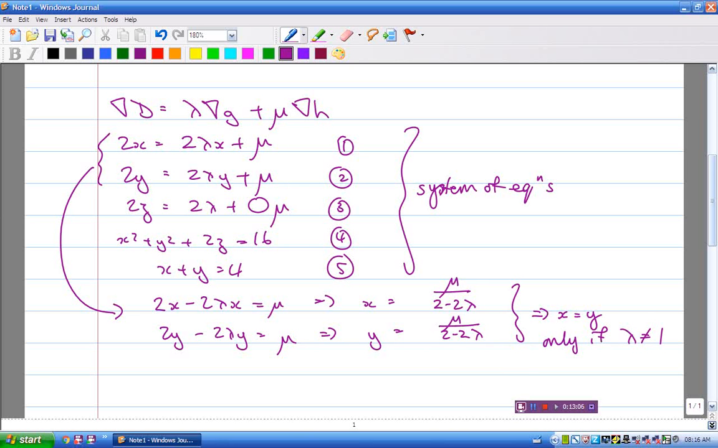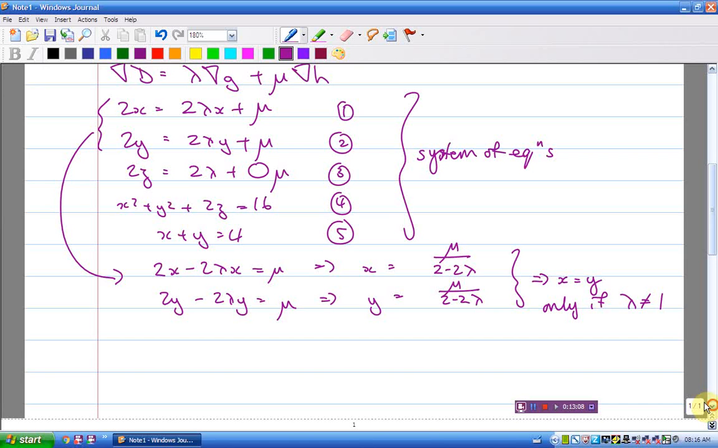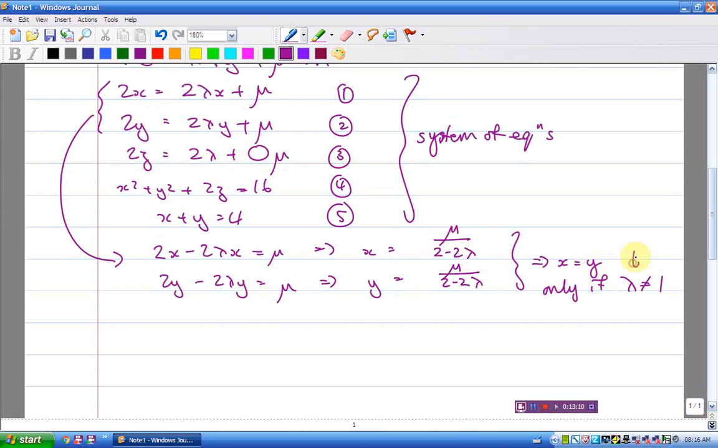Okay. All right, let me call this result 6, this x equals y. If I take result 6 and put it into equation number 5, x and y are equal and they add to 4, it must mean that x equals y equals 2. Lovely, that's a solution, but maybe it's not the only solution.